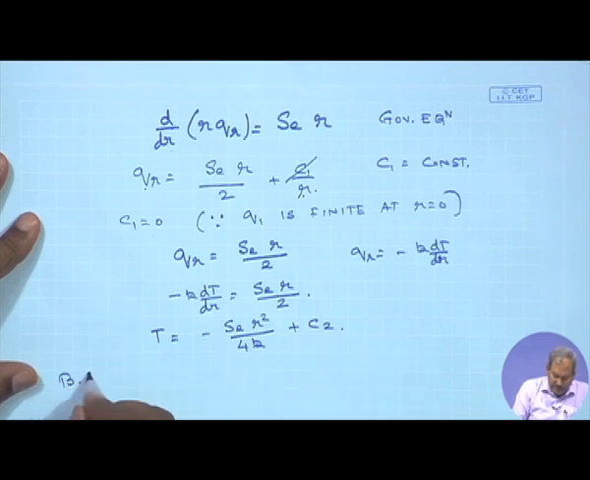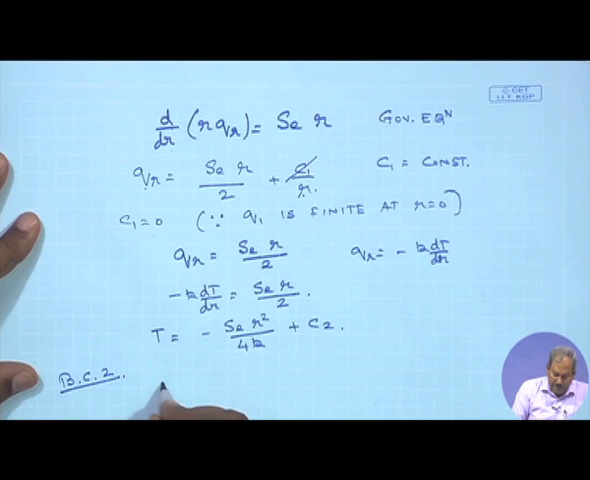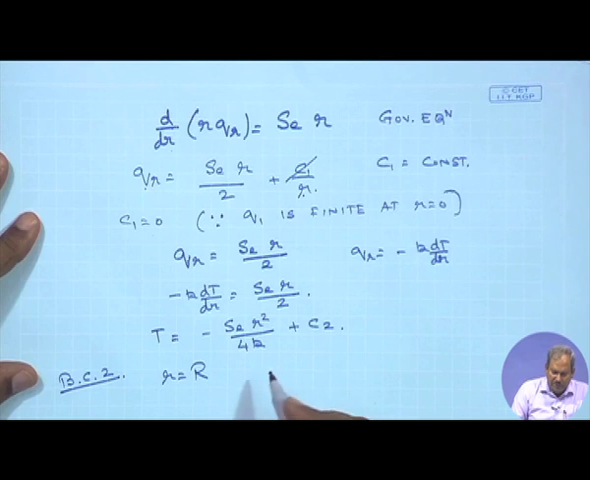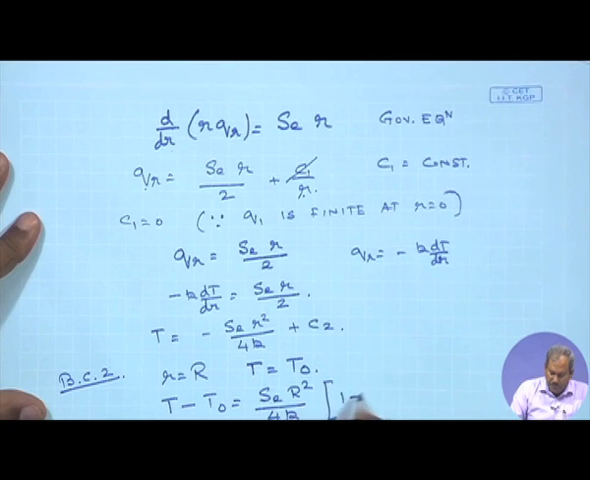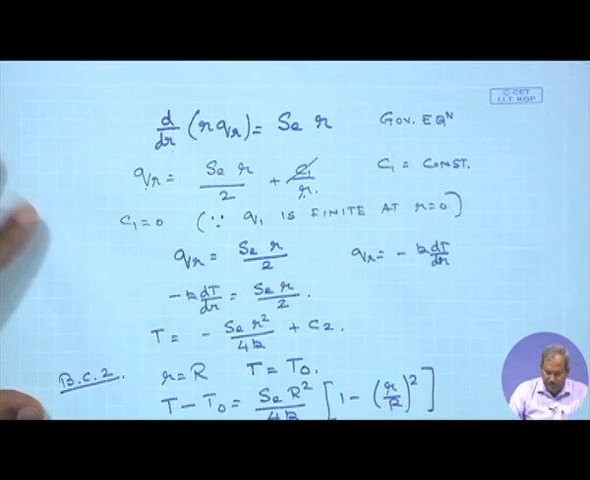And the boundary condition 2 could be that at r equals R, that is, at the outer edge of the electrical wire, the temperature is some known temperature T0. If you use this boundary condition, then the temperature distribution would simply be equal to S_e R square by 4k times 1 minus small r by capital R, whole square.